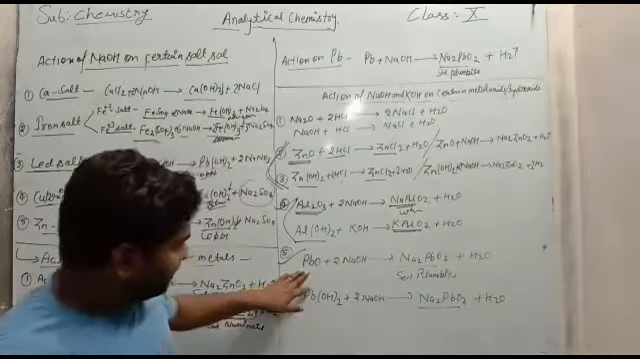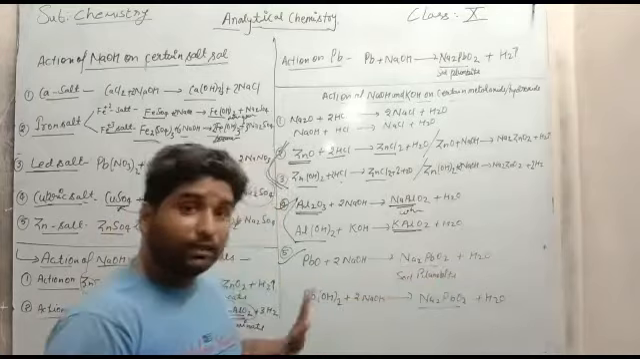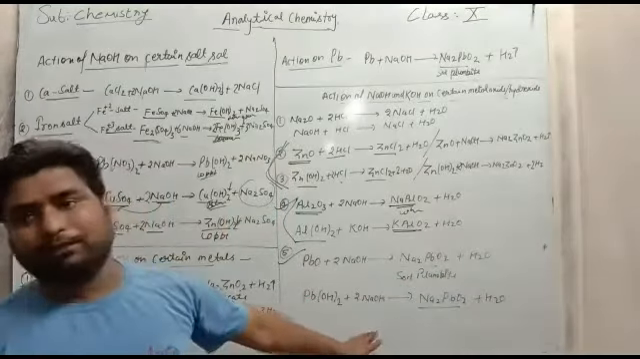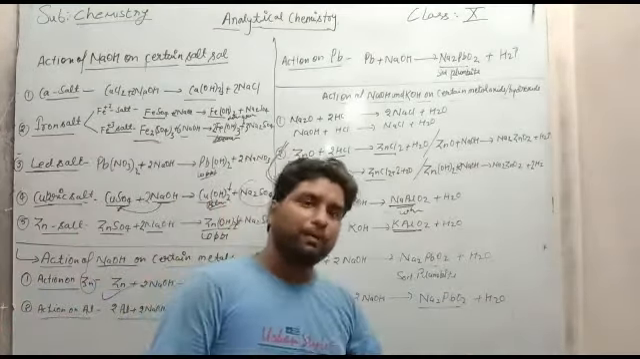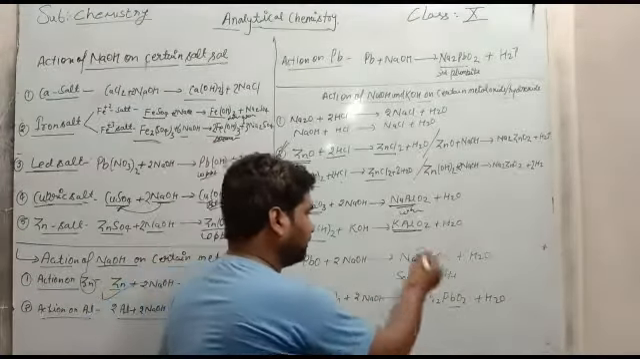When lead oxide reacts with caustic soda, it gets converted to sodium plumbite, and lead hydroxide also reacts with caustic soda and gets converted to sodium plumbite. In those reactions the product is the same.